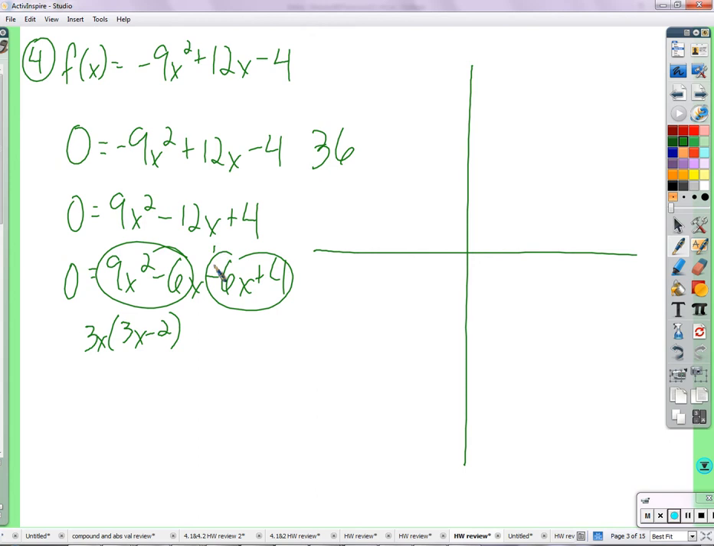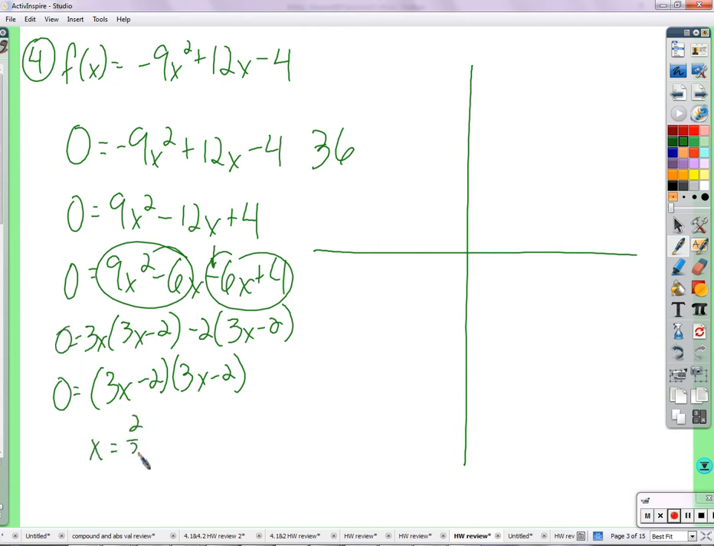2. When this number is negative, I like to take out a negative. That way, this number over here will be positive. So that'll be 3x minus 2. Negative 2 times negative 2 is positive. Same, 3x minus 2. 3x minus 2 times 3x minus 2 equals 0. So we'll set 3x minus 2 equal to 0 and solve. We'll get x equals 2 thirds. And we'll do it again and get 2 thirds again.